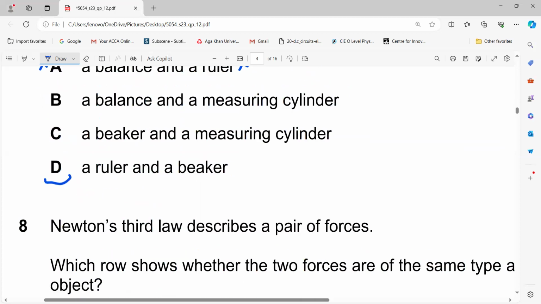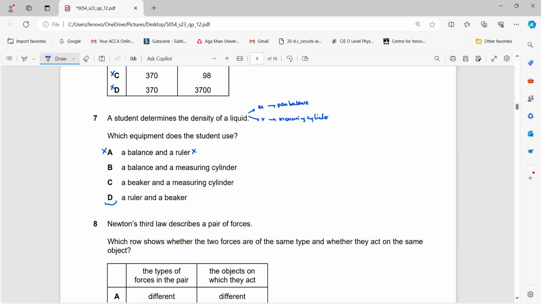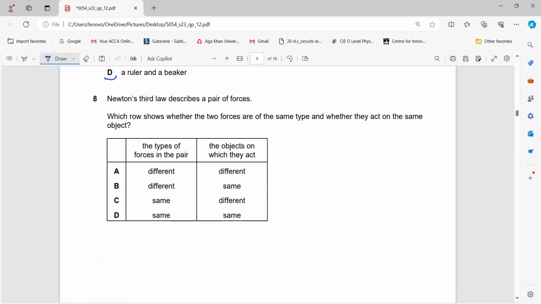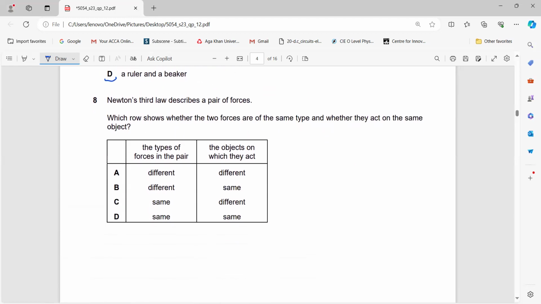Next is a balance and a measuring cylinder. I guess I'm going to stick with 7B. A balance measures mass and the measuring cylinder measures volume. Newton's third law describes a pair of forces. Now, Newton's third law is if body A exerts a force on body B, then body B also exerts an opposite and equal force on body A, which shows whether the two forces are of the same type and whether they act on the same object.